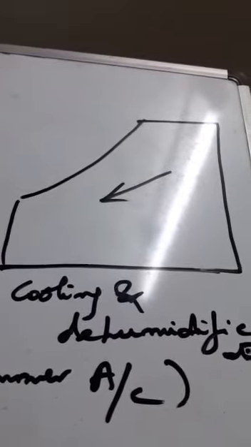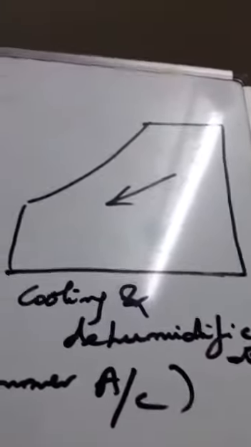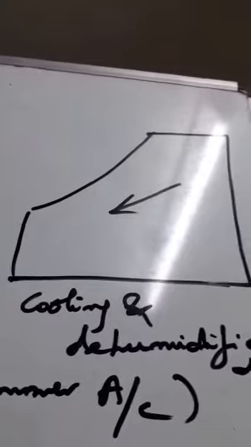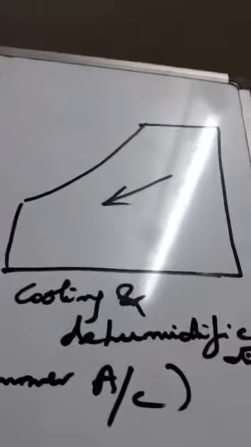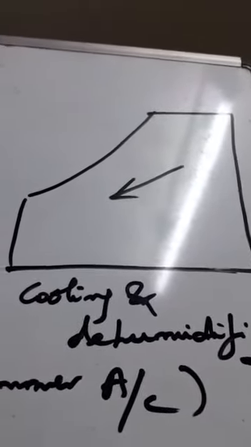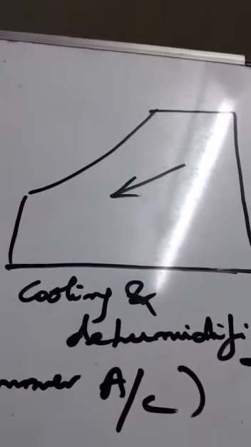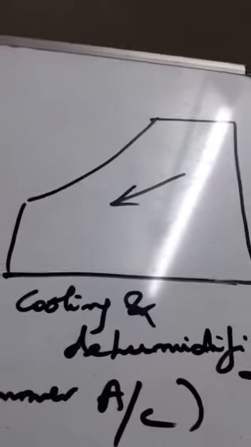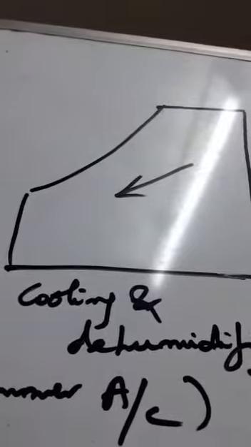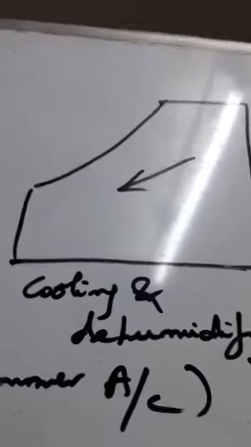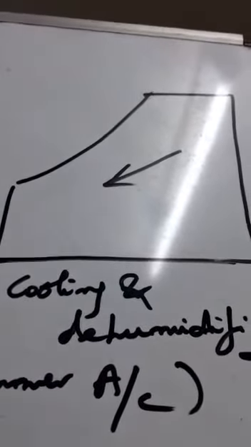Whatever moisture the room air is containing is getting condensed on the cooling coil, and it is coming out. So the process here is cooling as well as dehumidification. We will go into the depth of it afterwards.